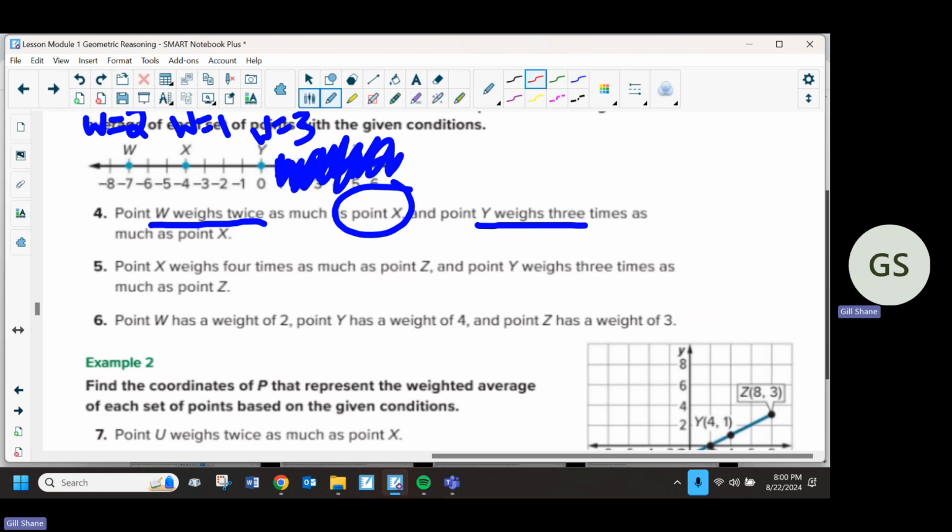Let's switch to red. So I circle. So the weight of y is 0. Some kids were a little confused by that, but 0 is a number. I mean, you can use 0. You can get 0 as an answer. So don't be super confused. The 0 is just a number. That's a weight of 1. And W is -7, which is a weight of 2.